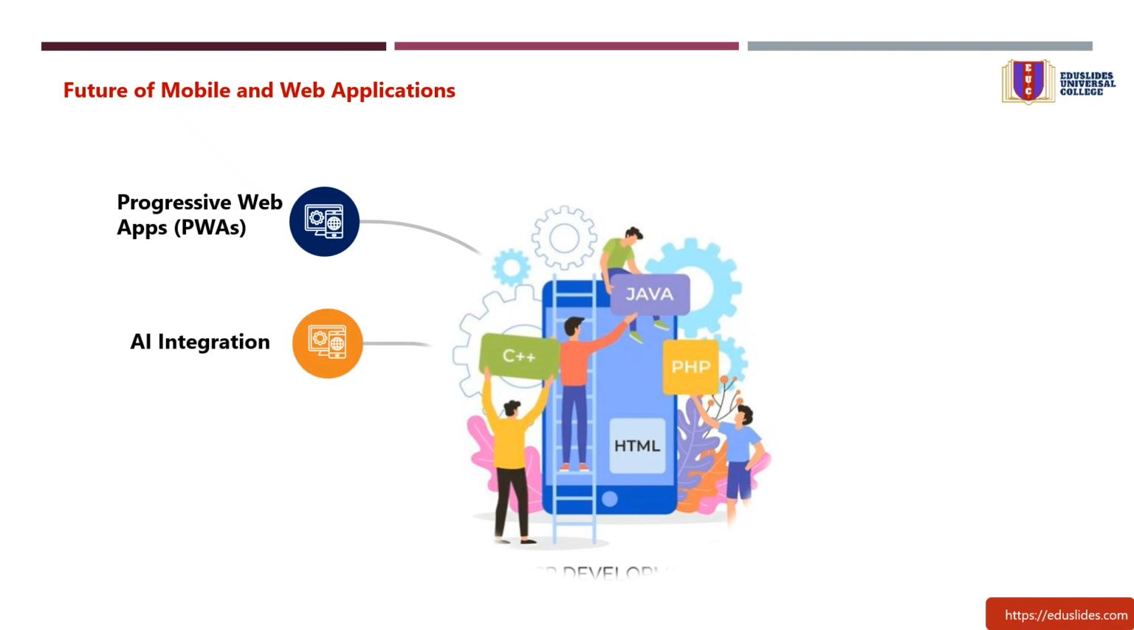2. AI integration. Artificial intelligence (AI) is becoming more integrated into both web and mobile apps, offering personalized experiences, intelligent chatbots, and enhanced data analysis capabilities. 3. AR and VR. Augmented reality (AR) and virtual reality (VR) technologies are gaining momentum and are expected to become more prevalent in both web and mobile software, providing immersive experiences in fields like gaming, education, and retail.